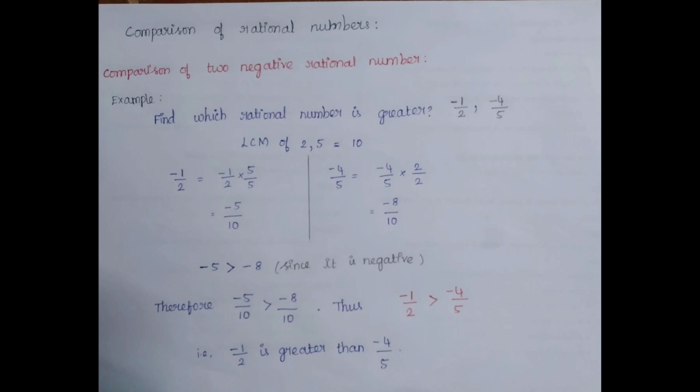Which is greater, minus 5 or minus 8? If it is a positive number, we can say that 8 is greater. Though it is negative, we say that minus 5 is greater than minus 8. Therefore, minus 5 by 10 is greater than minus 8 by 10. Thus, in standard form, minus 1 by 2 is greater than minus 4 by 5. I hope you have understood how to compare two negative rational numbers.